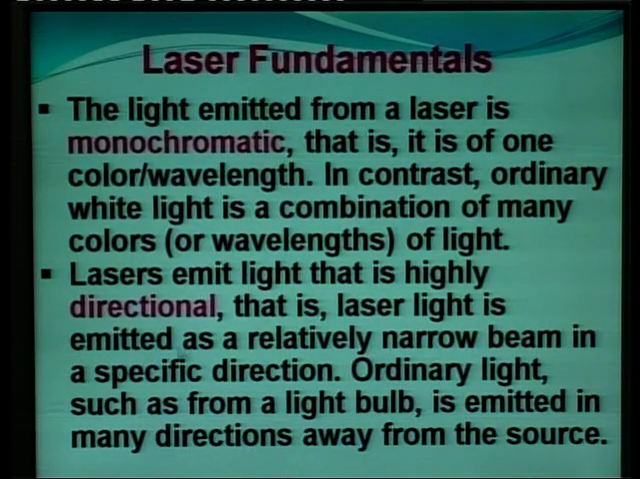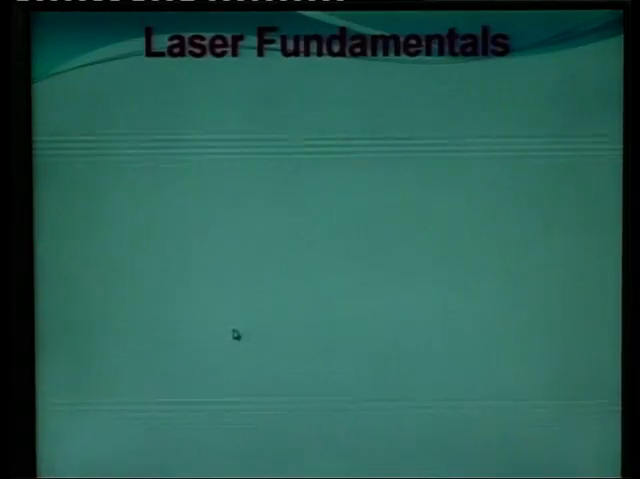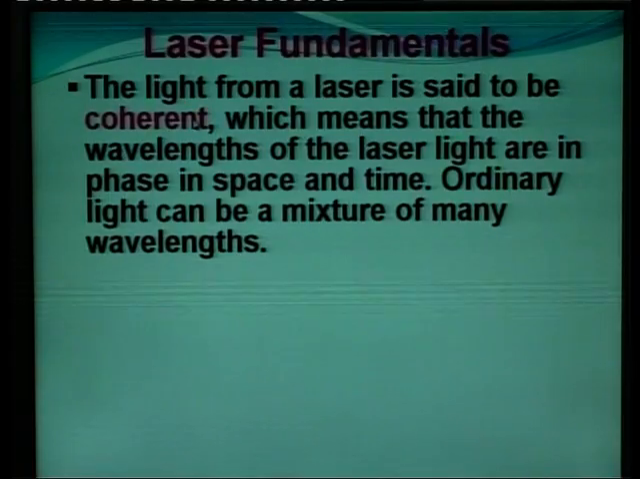Lasers emit light that is highly directional. That is, laser light is emitted as a relatively narrow beam in a specific direction. Ordinary light, such as from a light bulb, is emitted in many directions away from the source. So a laser has to be directional.